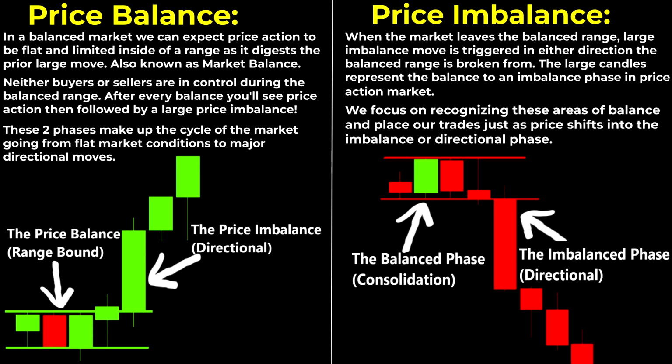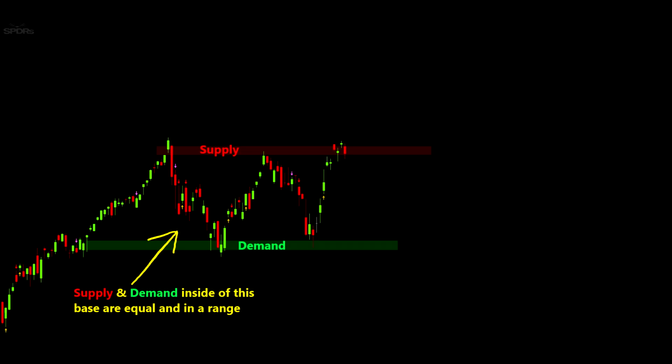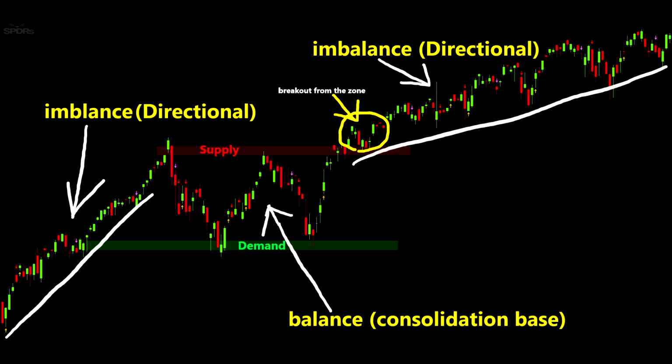So, here is the price balance and here is a price imbalance illustration. When price is in a balanced range, we will see that consolidation zone take place. And during that consolidation zone, there are traders exchanging hands with new traders. We can expect price action to be flat inside of the range, ping-ponging up and down until eventually there is a breakout in either way, and the breakout is what provides the massive candles, which is the directional move.